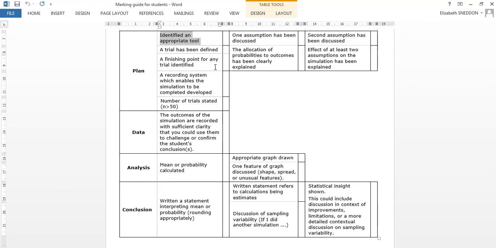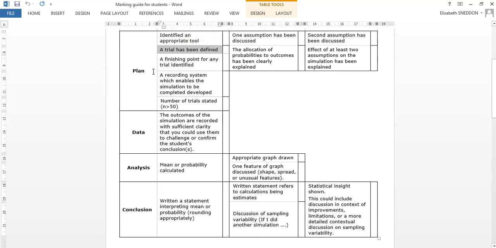It also means that you need to be clear about what numbers are being allocated to what outcomes. So that little table that says the chance of getting blue eyes is 0.3, which means I'm going to use the random numbers 1, 2 and 3 to represent that. Okay, so that table telling me what random numbers are allocated to which outcomes is really important. So that's all part of identifying an appropriate tool.